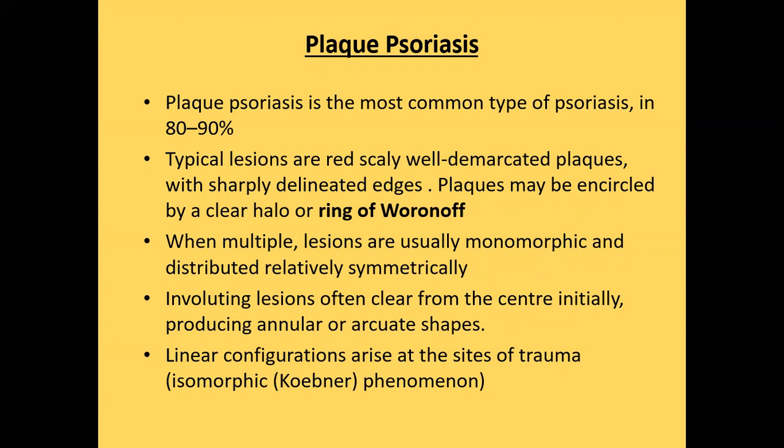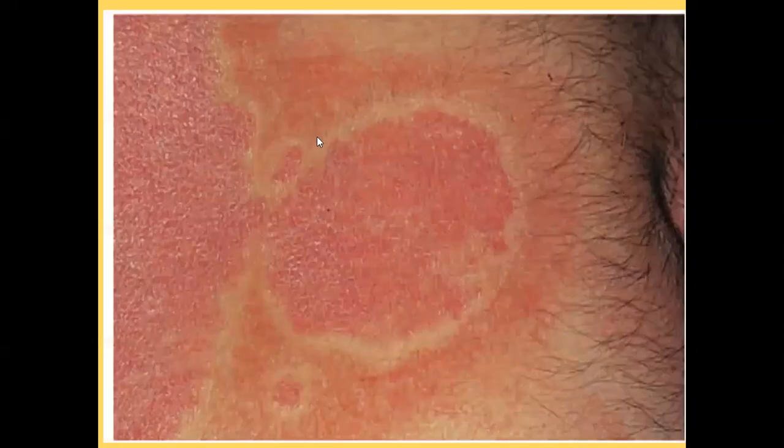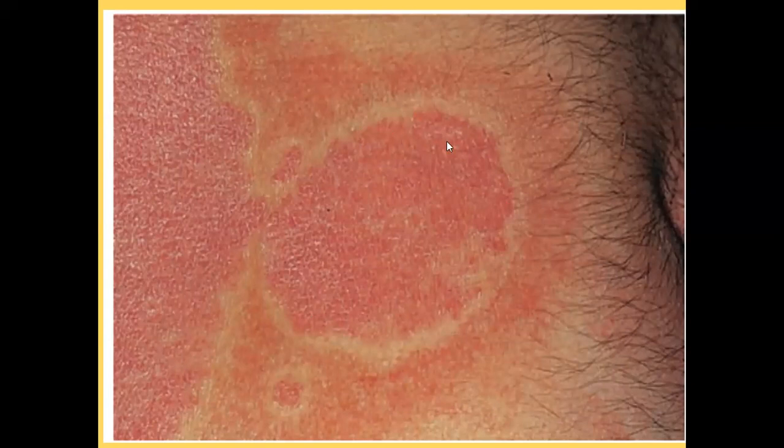Plaques can be single or multiple. Lesions are usually monomorphic and are distributed relatively symmetrically. Involuting lesions often clear from the center initially, producing annular or arcuate shapes. Linear configurations arise at the site of trauma, which is called the isomorphic or Koebner phenomenon. This is the ring of Voronov seen around the plaques of psoriasis.